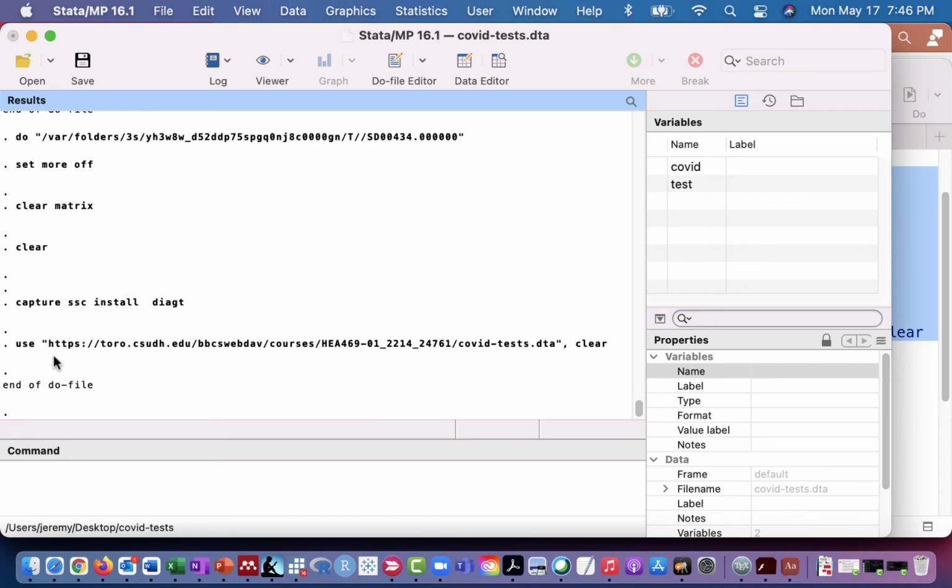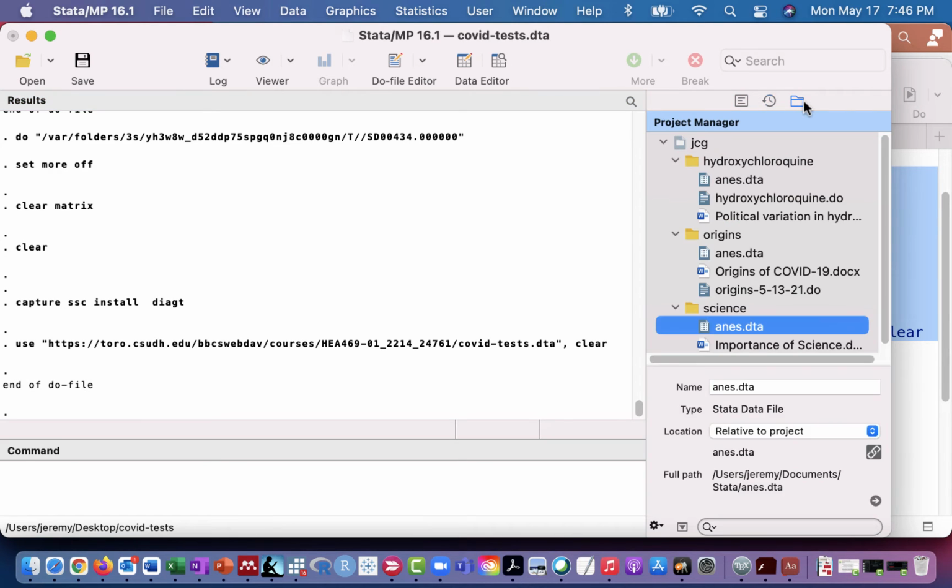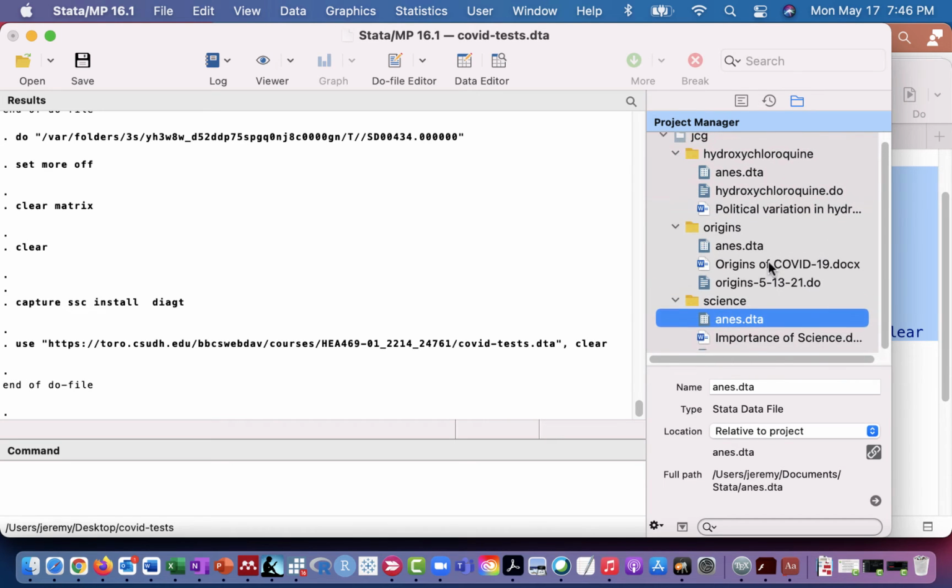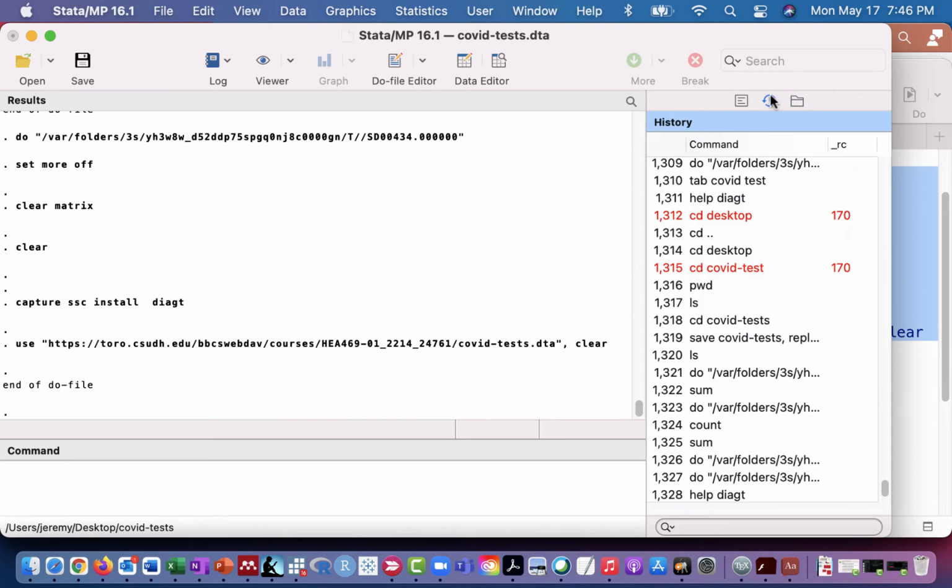And now in the window here, it says use toro.csudh.edu. So-and-so has the name of the course and the section and the year, and then COVID tests. So it opens the COVID test data. Remember the tabs on the right. So there's the folder is the project manager. You can see I put some of my projects here.